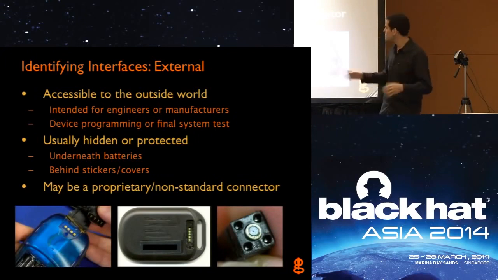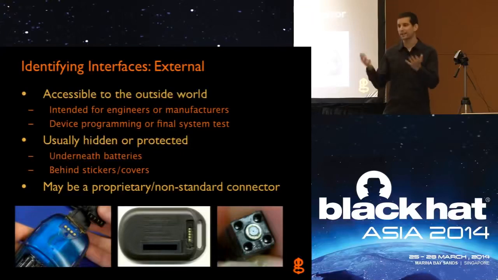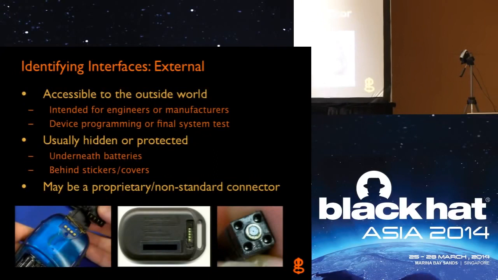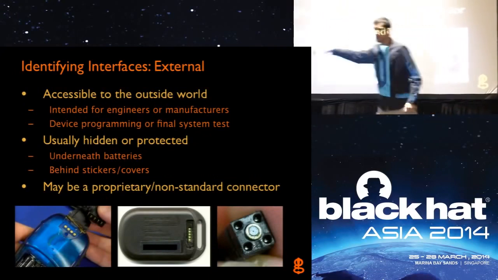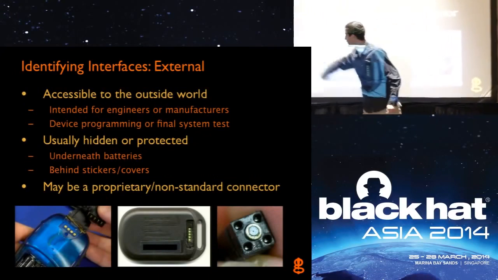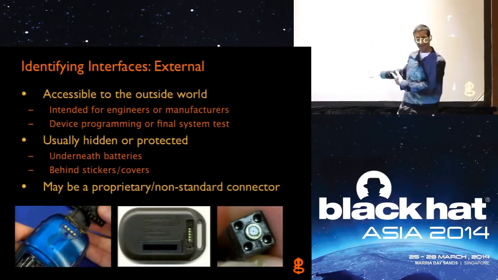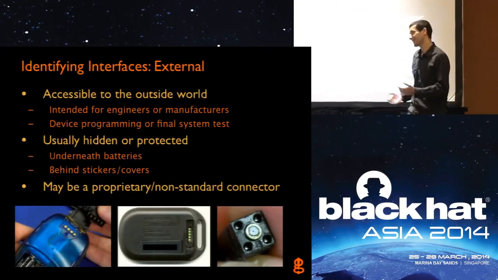And usually it might be like a set of test points in a row, or maybe it's some proprietary connector. It all depends on the product. So some examples here. Here's like 4 pins on the back of a Garmin GPS unit covered by a little rubber cover. Here are 5 test points on the back of an RSA secure ID token. So it's like, oh, interesting.